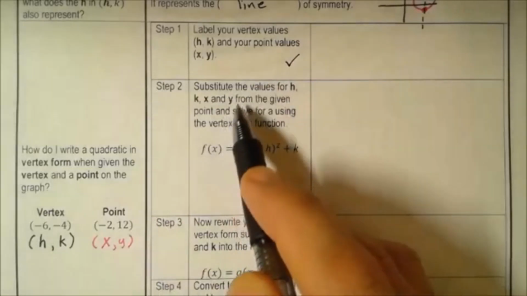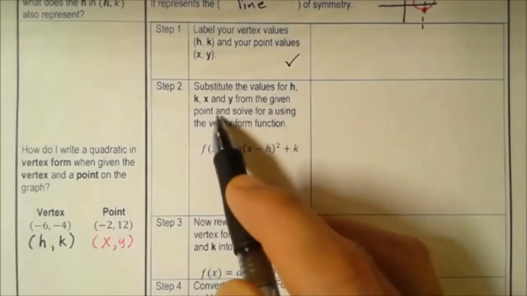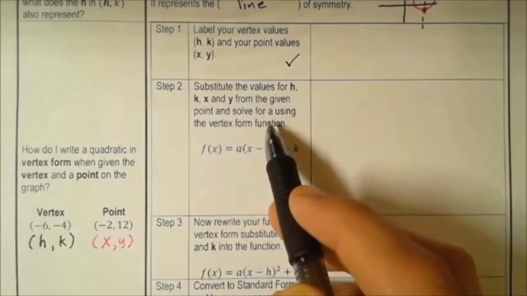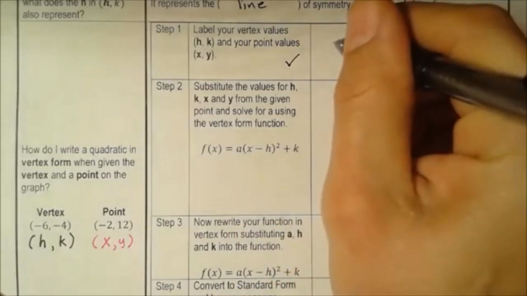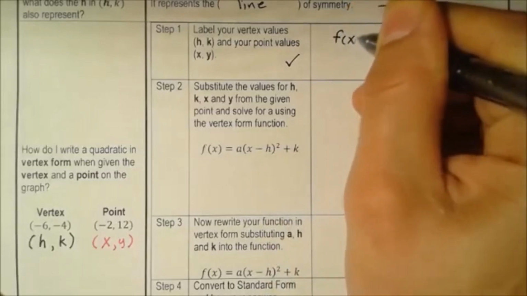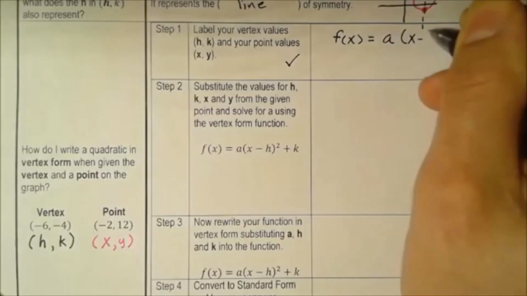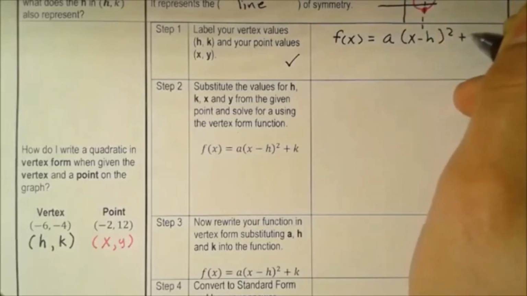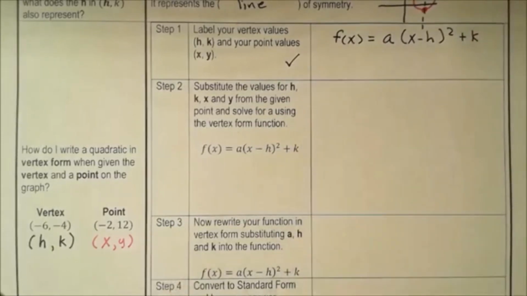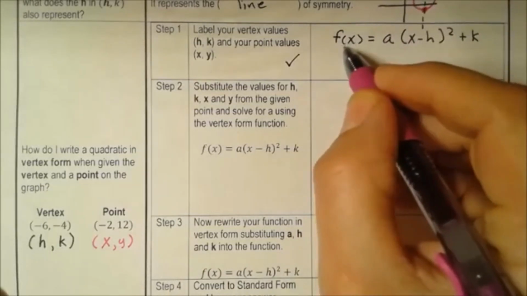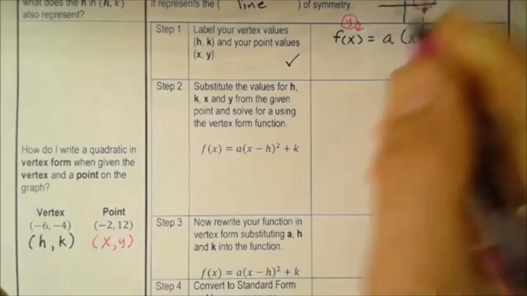Now, the next thing we're going to do in step 2 is to substitute the values for h, k, x, and y from the given point and solve for a using the vertex form function. Okay, let me show you what that looks like. For instance, I'm going to go ahead and write this vertex form of a function real quick. We have f of x is equal to a times x minus h squared plus k. Now what we're going to do, we know what our values are for these. Now remember, f of x, really, it's just y. I want you to keep in mind that f of x just represents y.